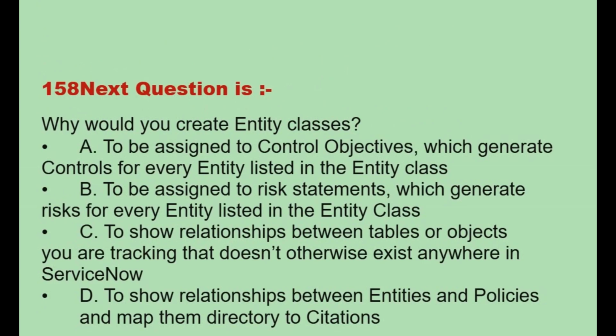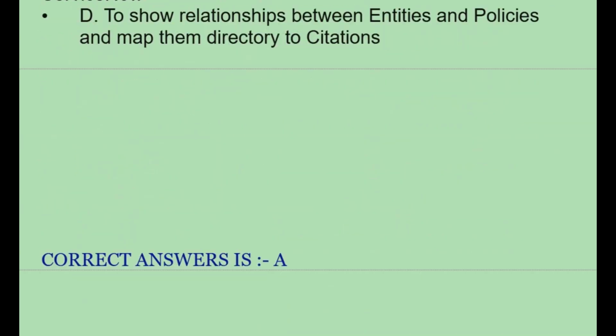Question is, why would you create entity classes? Option A, to be assigned to control objectives which generate controls for every entity listed in the entity class. Option B, to be assigned to risk statements which generate risk for every entity listed in the entity class. Option C, to show relationships between tables or objects you are tracking that doesn't otherwise exist anywhere in ServiceNow. Option D, to show relationships between entities and policies and map them directly to citations. Correct answer is option A.